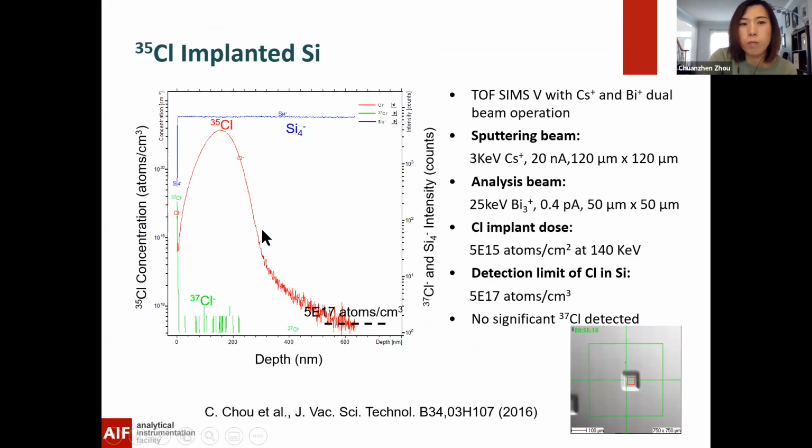That's just simply a fluorine implant into silicon. You can see the fluorine implant dose is 5E15 atoms per centimeter squared. And when you convert the secondary ion intensity into a concentration, you get about 2%. No, 5E15, 5E20. That's 2%, right? Right.